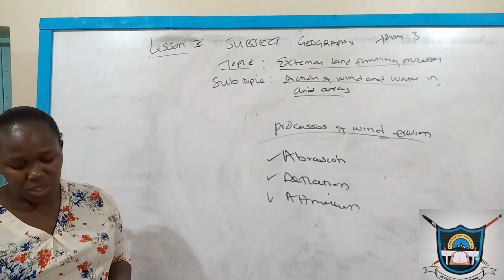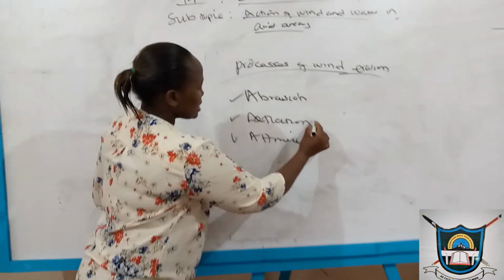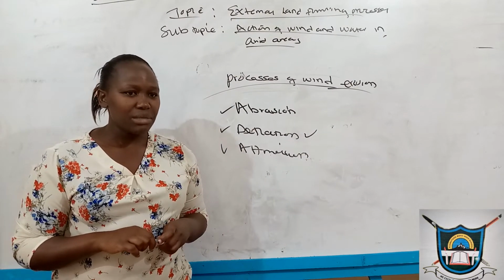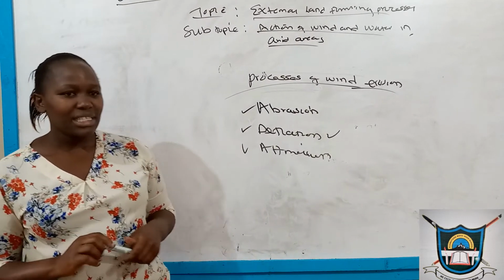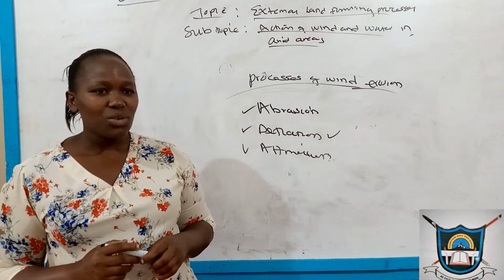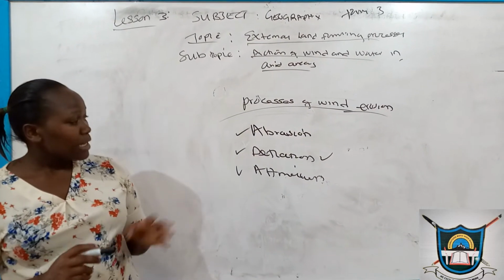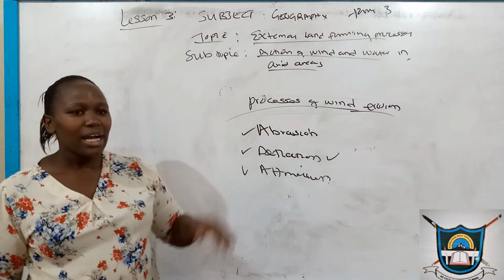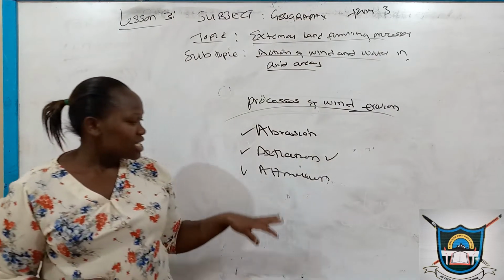Now the second one is deflation. This process is where loosened and unconsolidated materials are blown away by the wind. Remember, in the desert the land is bare, there is no vegetation, so the surface is exposed to denudation and other weathering processes. The materials are weak, so when the wind is blowing, it blows away those materials, leaving the ground exposed to further denudation processes. And then lastly is attrition.